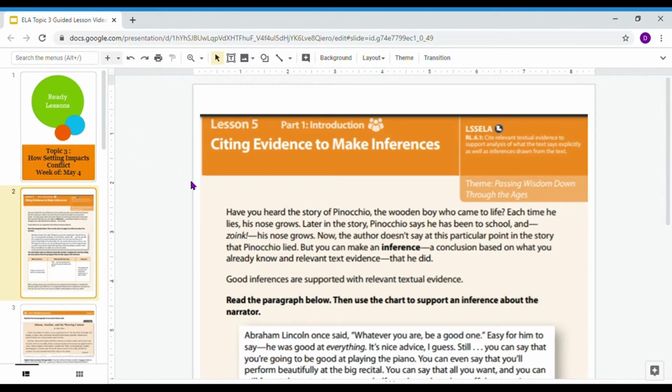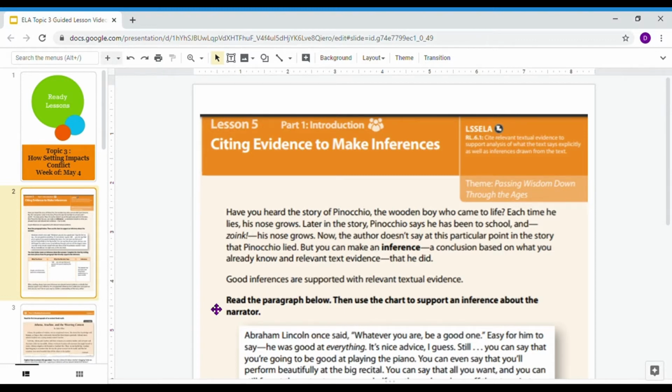So let's get started with citing our evidence and talking about making inferences. It says, have you heard the story of Pinocchio, the wooden boy who came to life? Each time he lies, his nose grows. Later in the story, Pinocchio says he has been to school, and zoink, his nose grows. Now, the author doesn't say at this particular point in the story that Pinocchio lied, but you can make the inference, which is a conclusion based on what you already know and relevant text evidence, that he did lie.